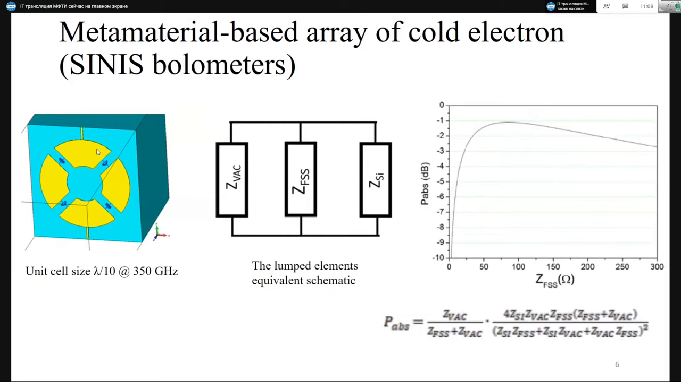The impedance of vacuum and the impedance of substrate are characteristic impedances. But the frequency selective surface impedance can be measured. And as you can see, on this curve the power of absorption as a function of frequency selective surface impedance has its maximum absorption at about 80 ohm.